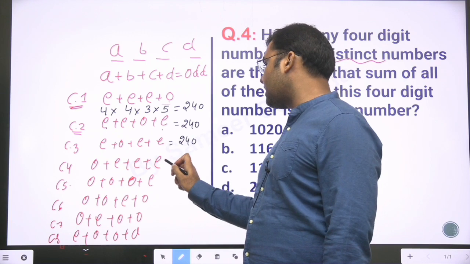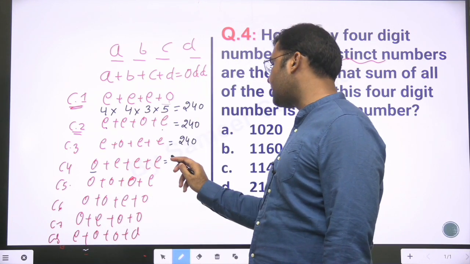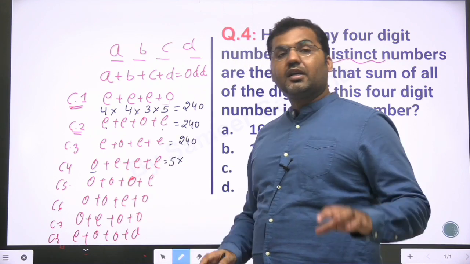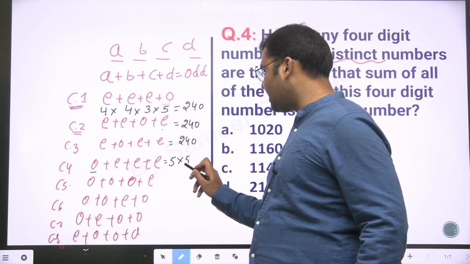First place pe odd number hai, so it can be 1 3 5 7 9. First place can be filled in 5 ways, right? Then even number, even number 0 2 4 6 8 kyunki ye second place hai to zero bhi rakh sakte ho. This place can also be filled in five ways.